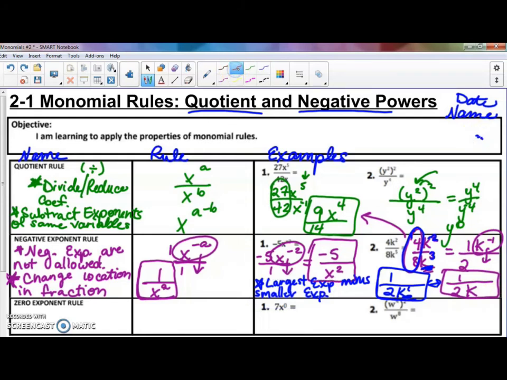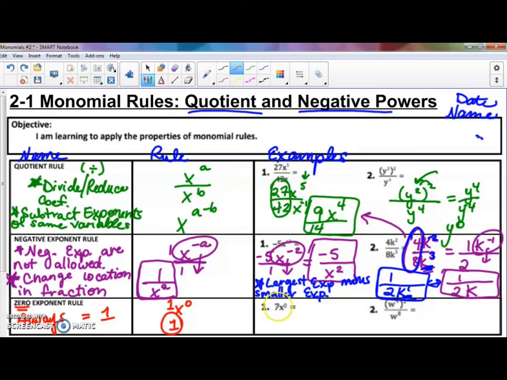And now our last rule we're going to look at today is our zero exponent rule. The zero exponent rule is very, very simple, but we have to make sure we remember it, because zero exponents always equal 1. If you have x to the 0 power, that actually means you have 0 x's. But because I do have an x there, it's like a hidden coefficient of 1 in front. So if I have 1 x to the 0 power, I have 0 x's, so that leaves me with just my 1 left over.